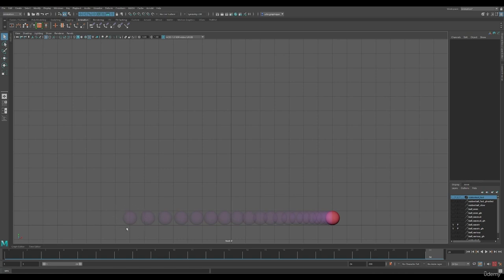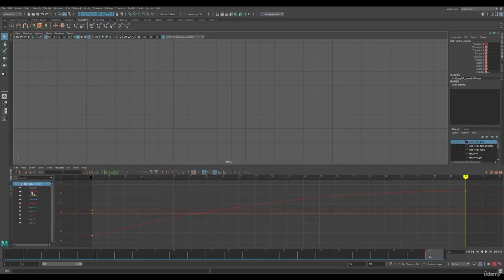The spacing here at the beginning is even, because our ball is moving evenly across the screen. Then it starts to slow down, so the spacing gets tighter and tighter before it reaches its final position. We can also see that from the graph editor, where the translation X curve is linear at the beginning and it eases into the last frame.